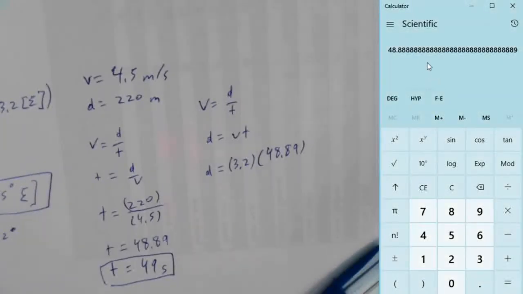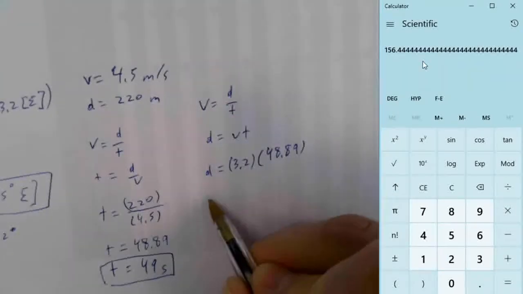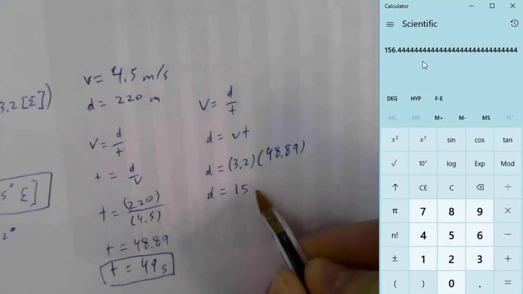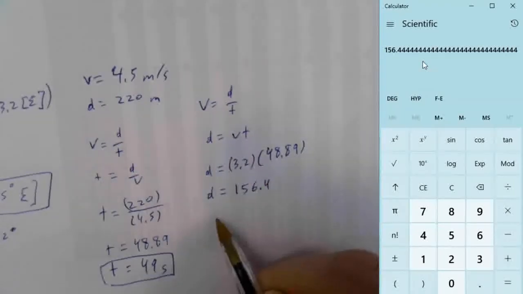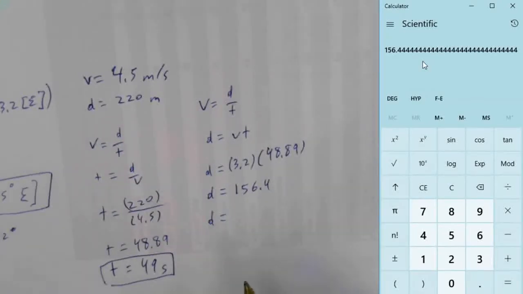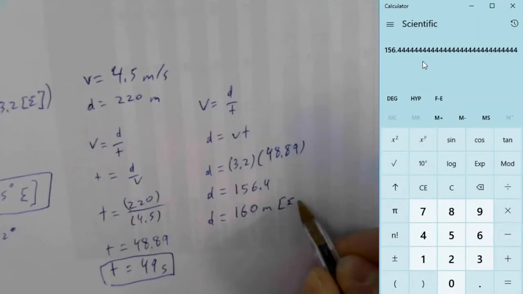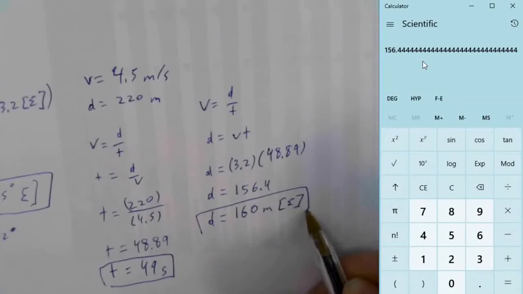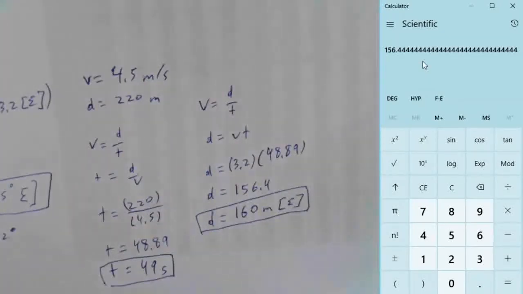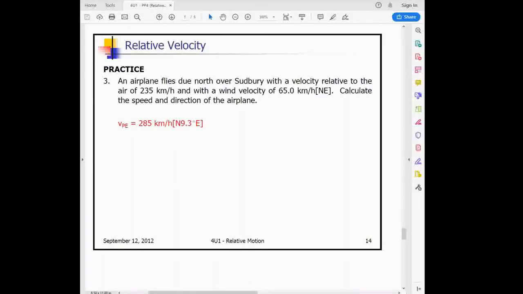And I've actually saved it on my calculator here. So I'll use that more exact value, multiply it by 3.2, and I'm left with 156.4. I need to round to my significant digits, which is 2. So that gives me 160 meters to the east. And like I said about significant digits earlier, I won't be docking marks for significant digits in this first unit, but just start getting used to those significant digit rules because you'll need to know them later on in the course. So one last question I'll show you here.